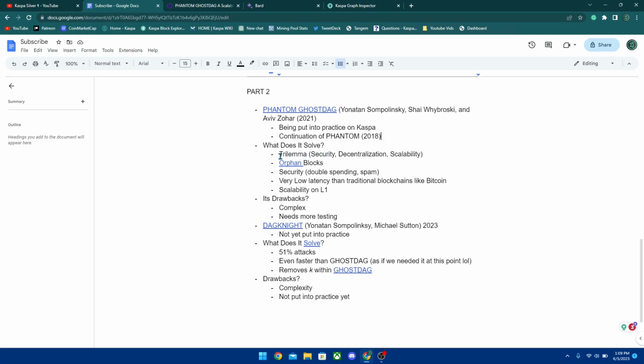Again, it solves the trilemma. If you don't know what the trilemma is, that is basically when it comes to crypto, there are 3 things that crypto is always trying to solve. And every time they're trying to solve these 3 things, it usually has to sacrifice one of the 3 things to solve the other 2. So this comes down to security, decentralization, and scalability.